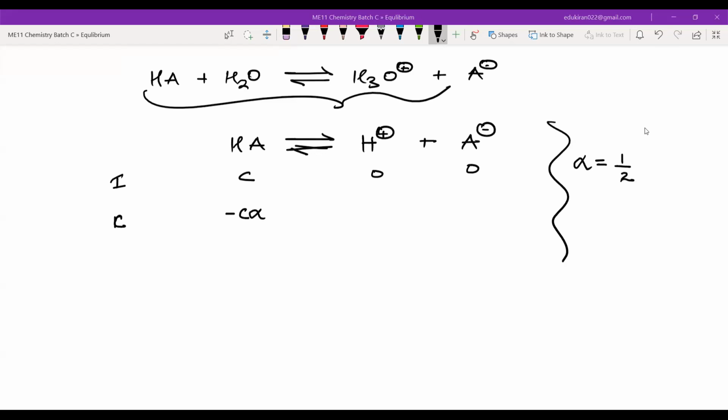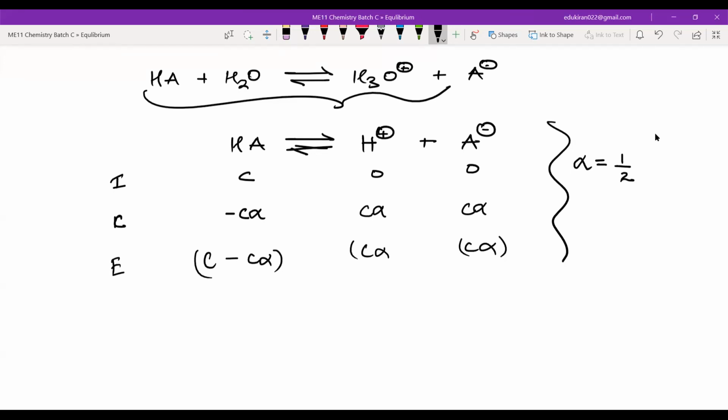Now 1 mole of HA gives 1 mole of H plus and 1 mole of A negative. So the ratio is 1:1:1. Hence C alpha of H plus will be made and C alpha of A negative will be made. Then I can write at equilibrium: C minus C alpha, C alpha, and C alpha. Right, guys?